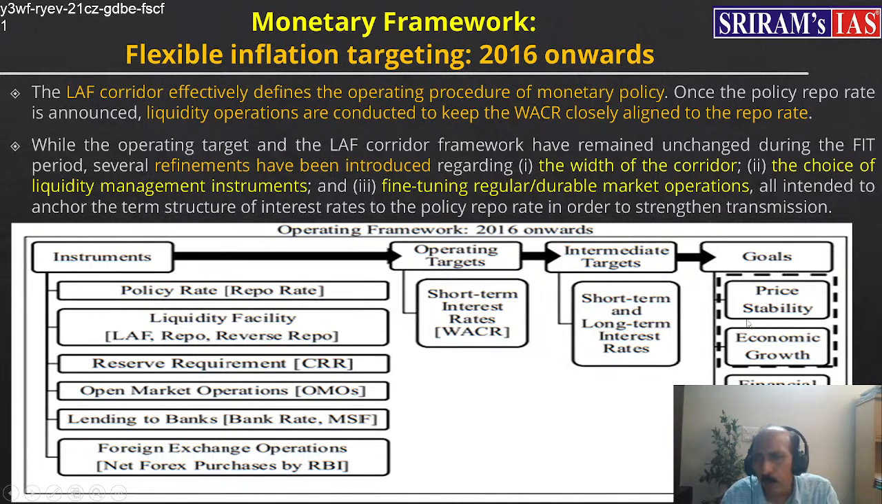This is the channel which is normally followed in the process, and this is called the transmission mechanism. The day from which the policy rate has changed and the day when the inflation rate will start coming down due to the increase in policy rate is the transmission mechanism. How much time it will take to control the inflation or to reduce the inflation by increasing the policy rate. And this whole process is called the transmission mechanism.